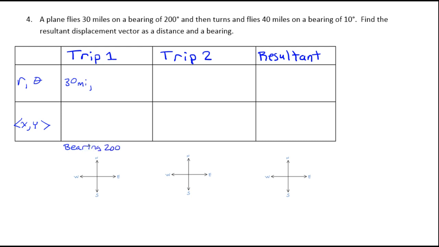Bearing 200. Okay. Then the plane turns and flies 40 miles. Okay, so that'll be the magnitude of trip 2. It will be 40 miles. And then we'll need the direction, which we will get from the bearing of 10 degrees. But for right now, I'll just write that down. Bearing 10 degrees. All right, so the reason why I didn't write the direction down yet is because we need to convert this bearing into a direction that is measured starting from the positive x-axis and going counterclockwise.